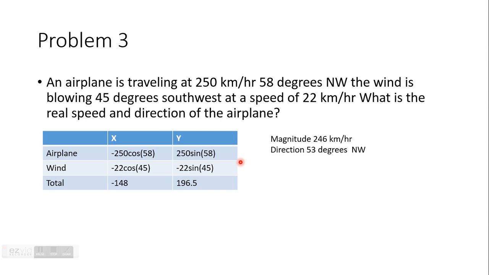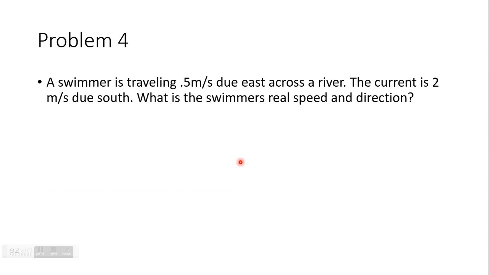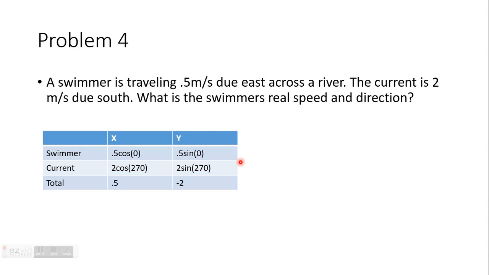Problem 4. A swimmer is traveling 0.5 meters per second due east across a river. The current is 2 meters per second due south. What is the swimmer's real speed and direction? So decompose into vectors, then into x and y components, add up, simplify. So 2.06 meters per second, and the direction is 76 degrees southeast.